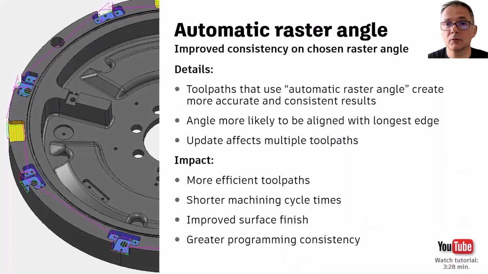And finally, the last update we'll cover today relates to improvements to the automatic calculation of raster angle. This is something that affects many toolpaths in PowerMill, including raster finishing, flat finishing, and many more. This latest update of PowerMill includes a small but significant change that improves the quality and consistency of the raster angle that will be used. PowerMill will now more accurately identify the longest edge on a region and align the raster angle with it. This means that toolpaths will match the shape of the part more accurately, contain fewer plunging retraction moves, which can all improve surface finish and reduce machining cycle times.